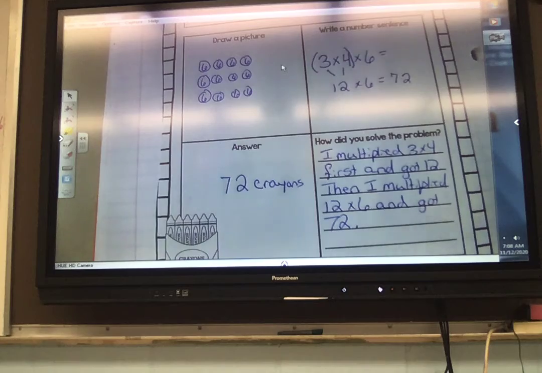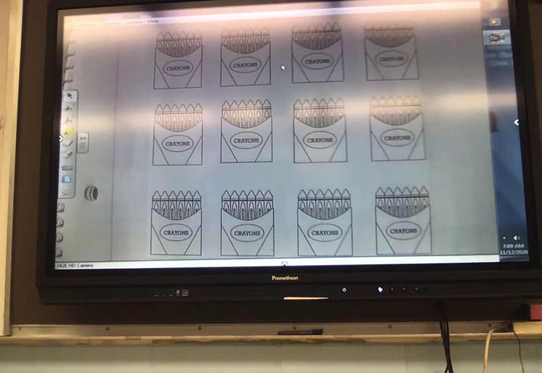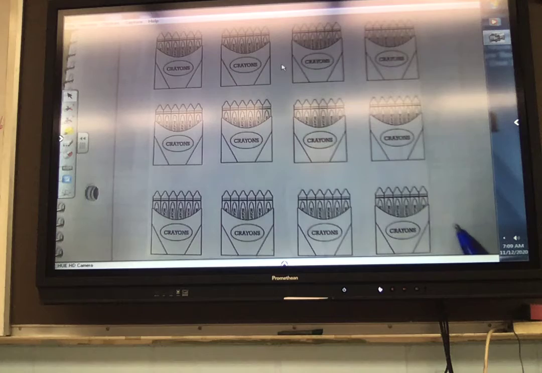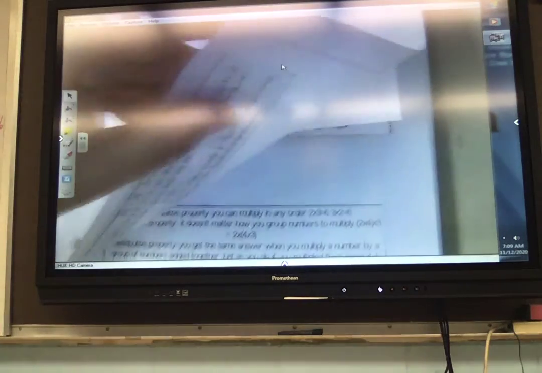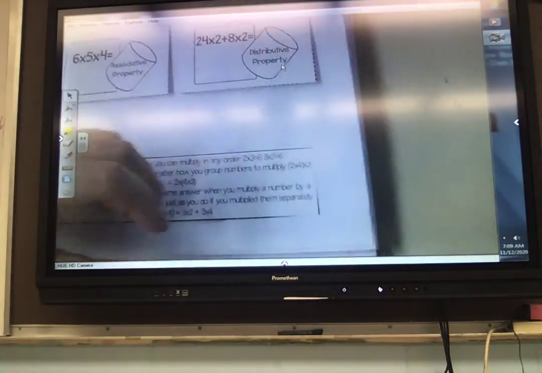Are there other ways to solve it? Sure, I could come over here to my picture with the crayons and I could literally count every single crayon in this picture. And that should give me the answer of 72 as well. Okay, so that's our crayon page in our interactive notebook. The next two pages I want us to look at is our property page.